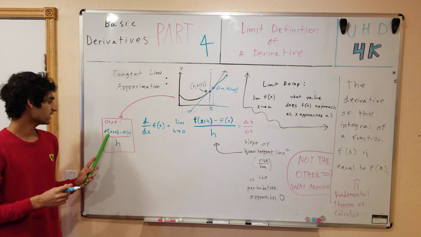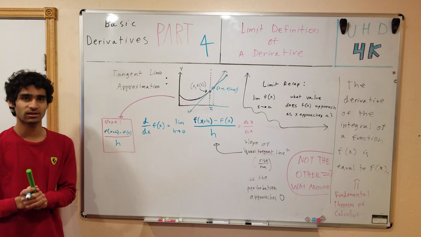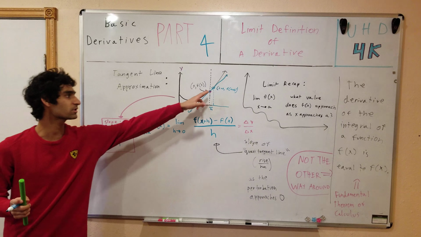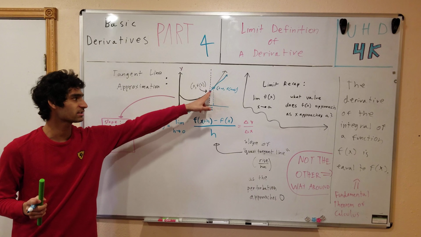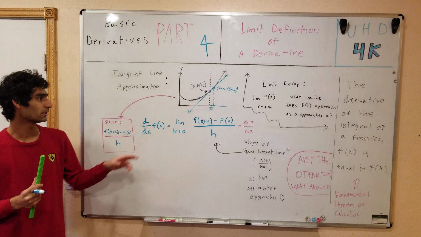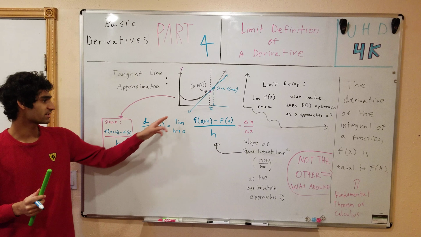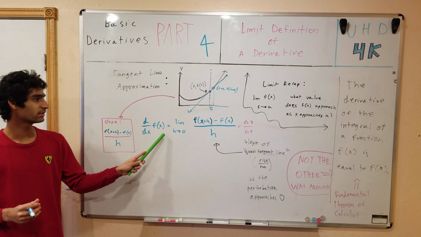However, we see that smaller values of h will give us a better approximation of the tangent line, right? I mean, the closer this point is, the smaller the perturbation is, the better our approximation, our quasi-tangent line, will be to the actual tangent line. So, that's where limits come in.